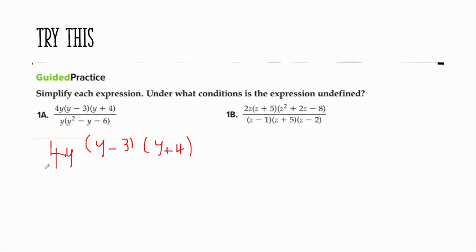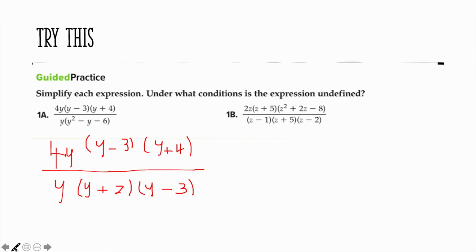And then at the bottom, we have y, but we can factorize our quadratic expression here. So we will have y and y. Then we have factors of 6, which is 3 and 2. The highest sign is negative, so we put negative here and positive here. So we will start cancelling.